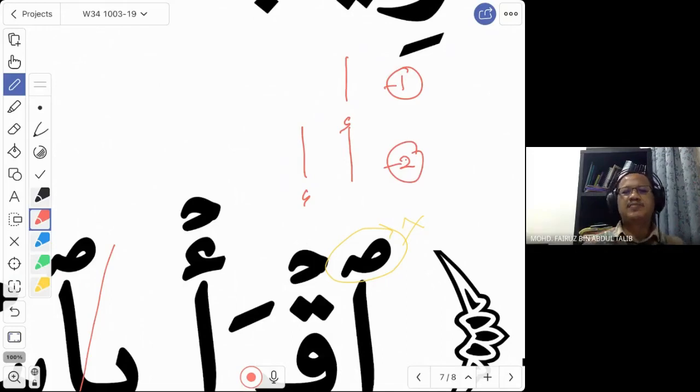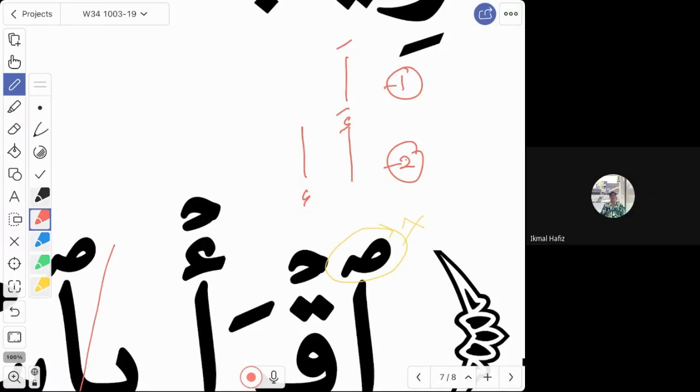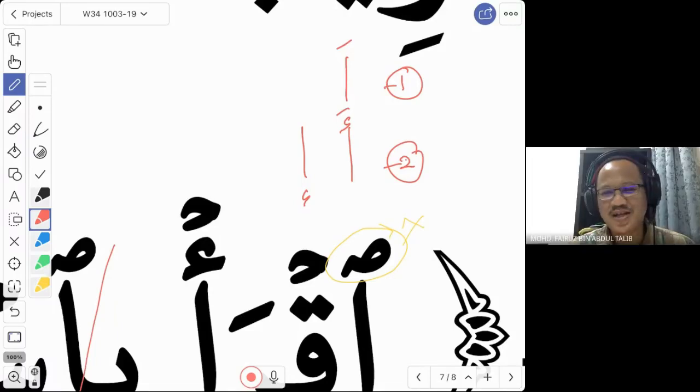In terms of the sound, is there any difference between the two? What do you think? Do they produce the same sound or different sounds? Let's say I put a fathah. Are the sounds similar or different? Yes, maybe. You are not sure then. Yes, and then you say maybe. So yes or no?